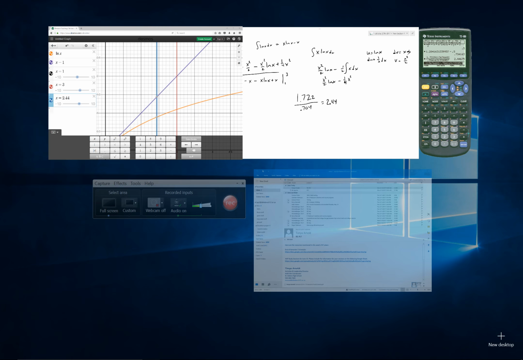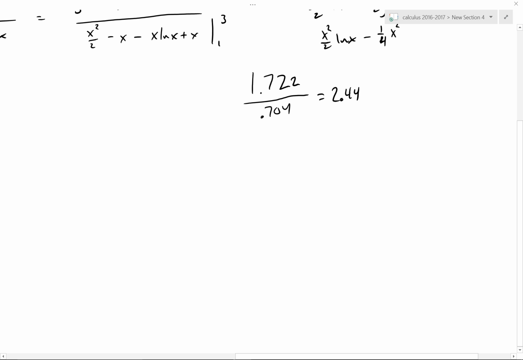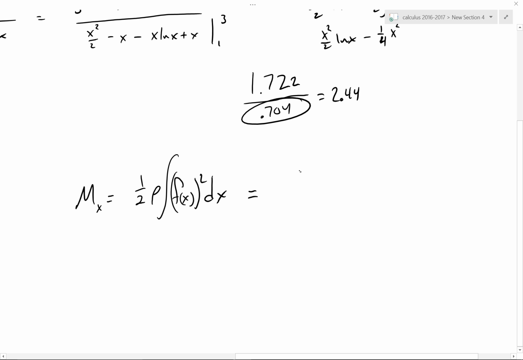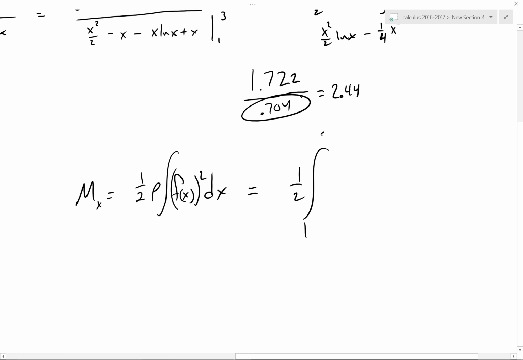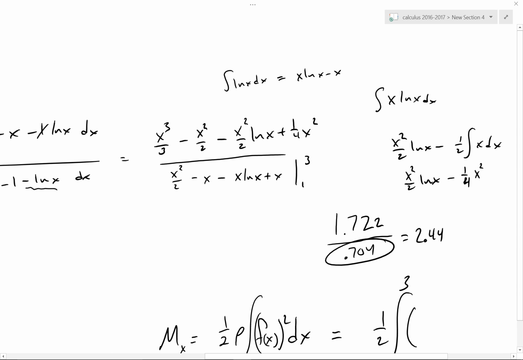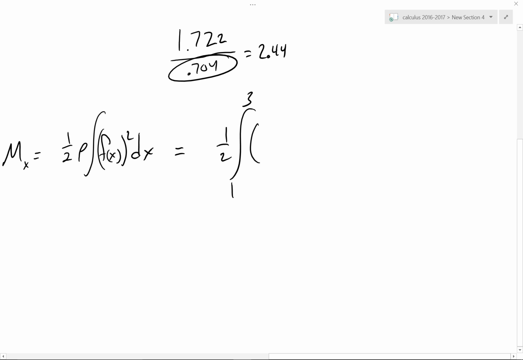Now let's go find a y. All right, so the y's are a little grosser. They always are. Now notice the denominator is going to be the same. So the moment about the x is going to look like this. It's a half times rho, which we don't know, so it's just 1. And then it's our function squared. So a half, and we're going from 1 to 3. And our function was, what was it? x minus 1 minus ln x.